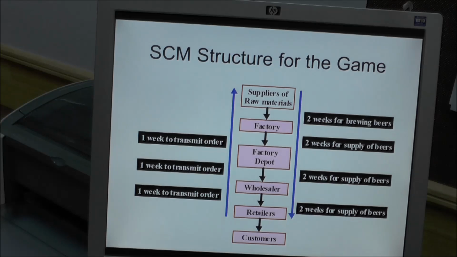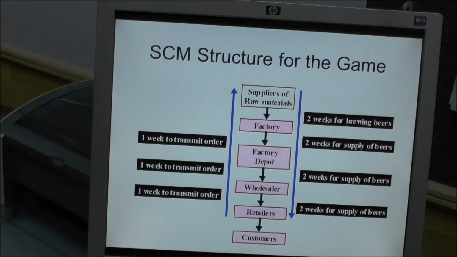Whenever an order is placed, the information of how much has been ordered reaches the next higher level after a week. That is indicated by saying 1 week to transmit order. What it means is, if in week 1 the retailer places an order of 10 crates of beer, the wholesaler will get to know of it only in week 2. Similarly, it takes 2 weeks for the beer to arrive at a supply chain. Going along the same example, if the wholesaler shipped 10 crates of beer in week 1, it will reach the retailer only at the beginning of week 3. So that is the supply chain that we will be using.